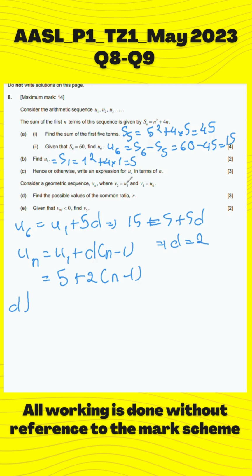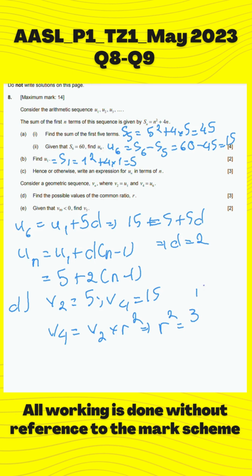V2 is u1 and V4 is u6. So we have V2 equal to 5 and V4 equal to 15. So we have V4 equal to V2 times the common ratio squared. So r squared will equal 3, which is 15 divided by 5. So r will be positive or negative square root of 3.